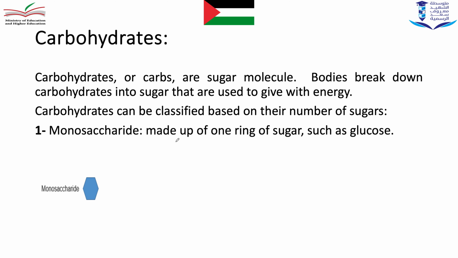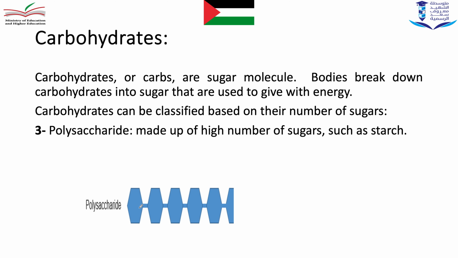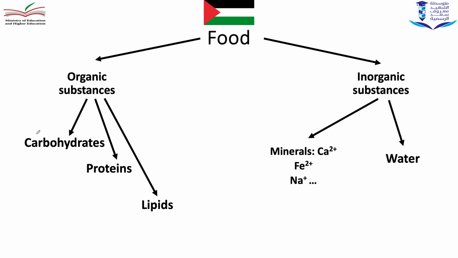Here the monosaccharide is made up of one ring of sugar, as we said, such as glucose. Look at this one here. It's a monosaccharide, it's a glucose, and you have to know how to draw a ring of sugar. Disaccharide is made up of two rings of sugar, such as maltose. Look at this example, two rings of sugar, it's clear. And then we have more and more, like the starch, which is made up of a very high number of rings of sugar. It's very complicated.